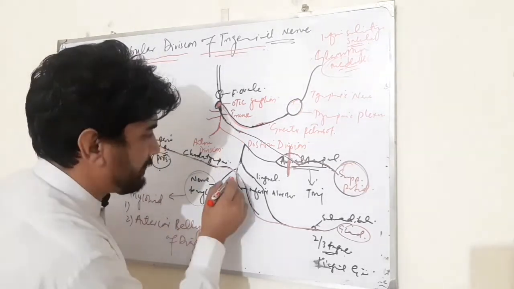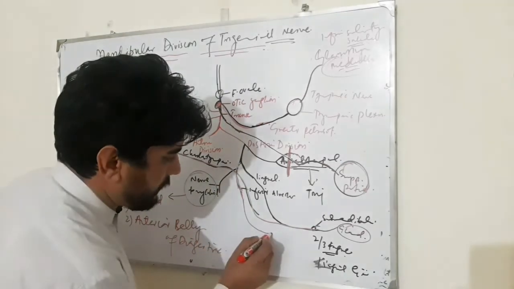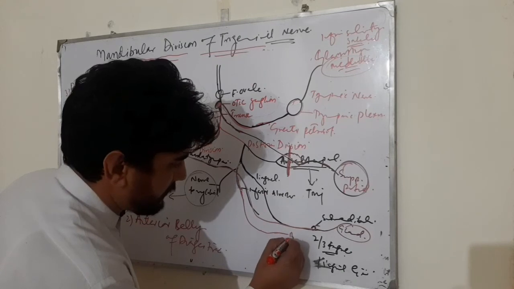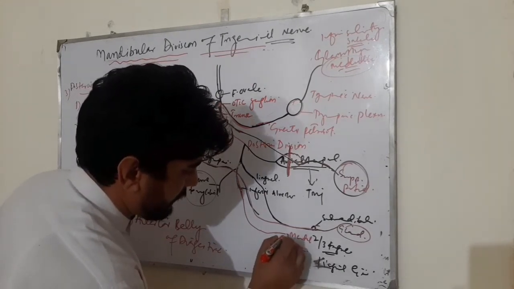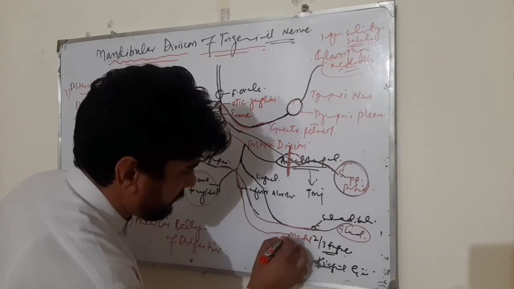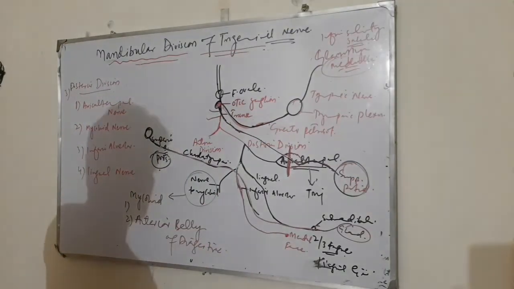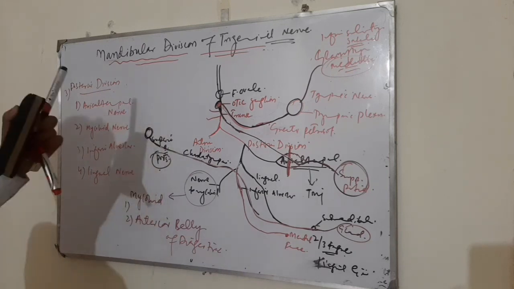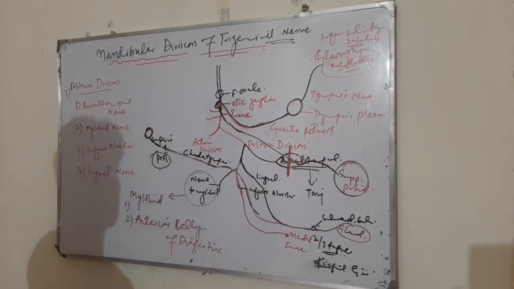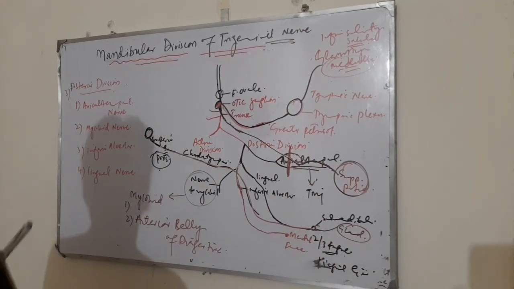The inferior alveolar nerve comes down, enters the mandibular canal and comes out of the mental foramen as the mental nerve and the incisive nerve. The mental nerve is a terminal branch of the inferior alveolar nerve. So these are the nerve supply of the mandible. So this is the mandibular division.